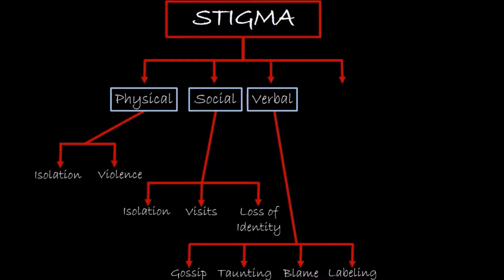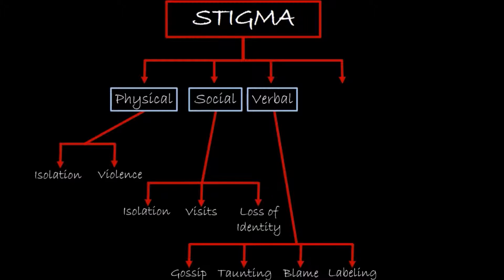In terms of verbal stigma, we're talking about things you can imagine, like gossip, speculating how this person got their HIV virus, spreading rumors about the person. And then there's taunting the person, insulting the person, and finger pointing. In terms of blame, we can talk about family members who blame the person who is HIV positive for putting this whole sense of bad luck on the family as a whole.